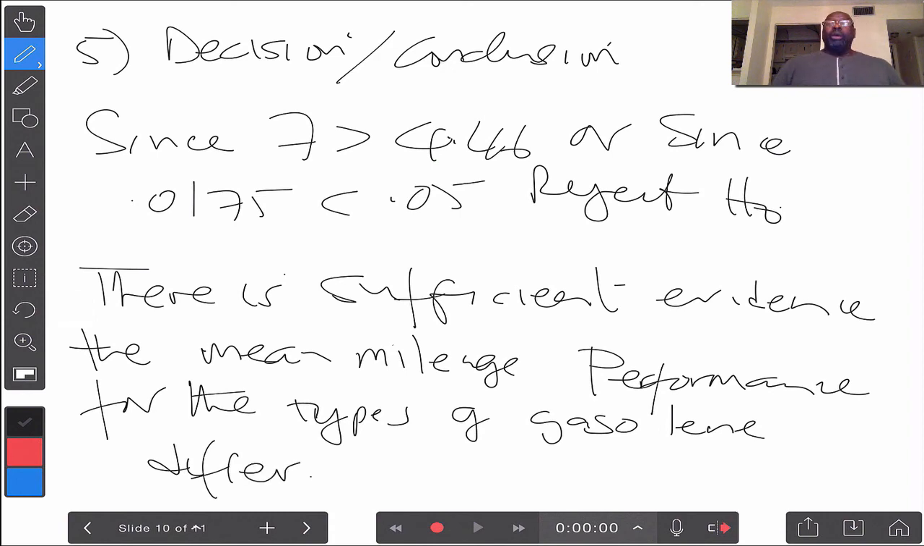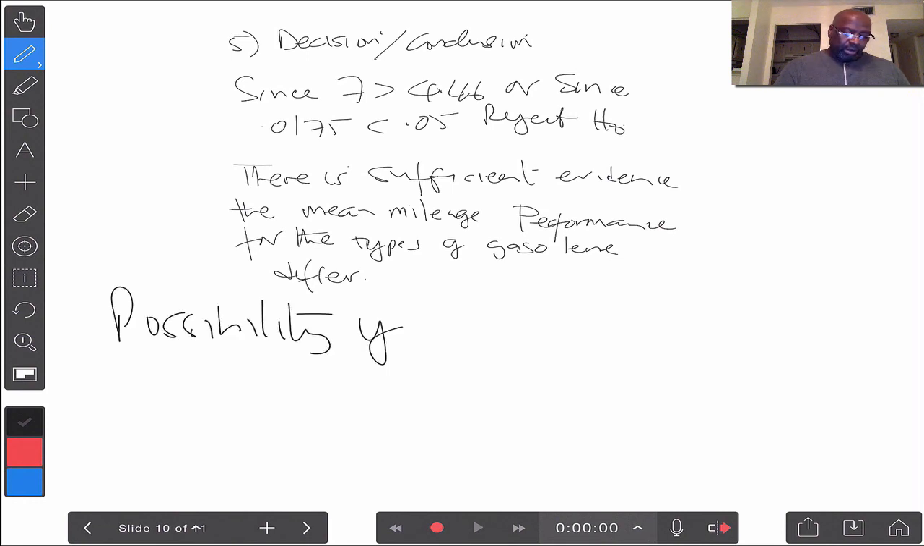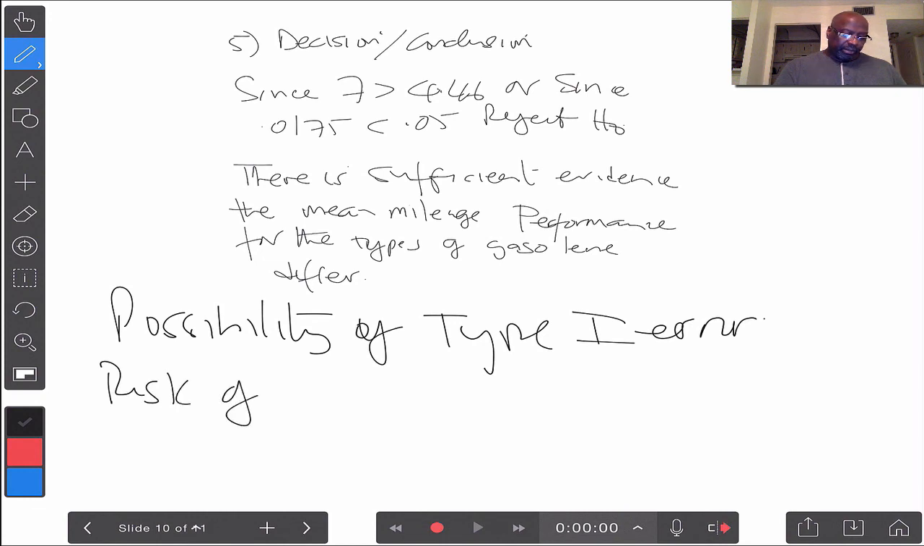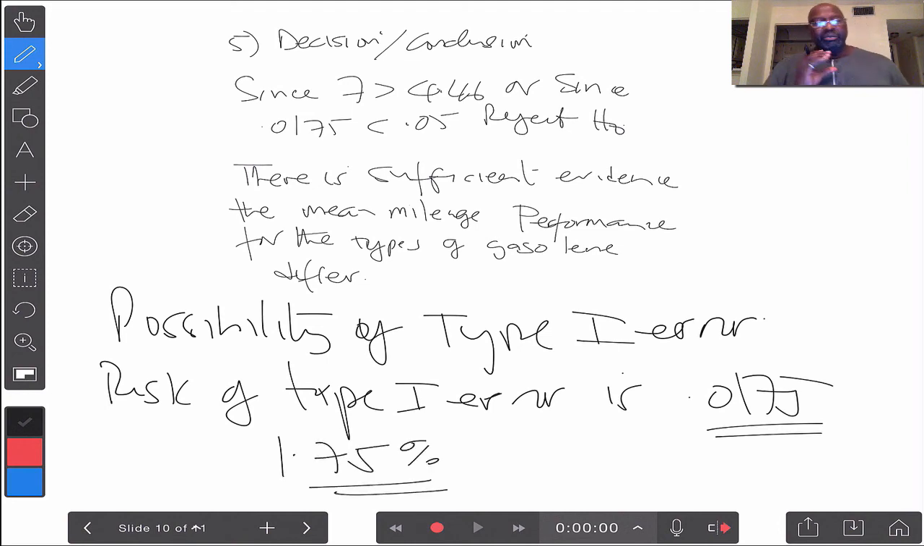There you go. So, what kind of error might we commit? Type 1 error, because we rejected the null hypothesis. So, possibility of type 1 error, and the risk of type 1 error is 0.0175 or 1.75%. So we'll only be taking a 1.75% risk of being wrong, but we're allowed to take up to 5% risk, alpha. And so therefore we're safe.